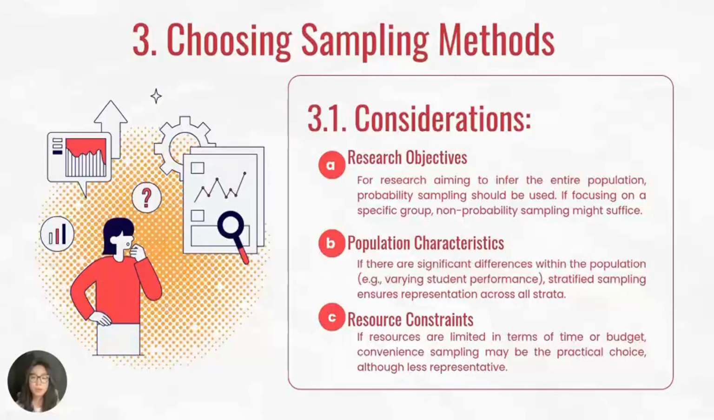Next, our group members will analyze how to choose the appropriate sampling method. After understanding the different types of sampling methods, the next step is to choose the most appropriate sampling methods based on the actual research objectives, population characteristics, and the resource constraints.